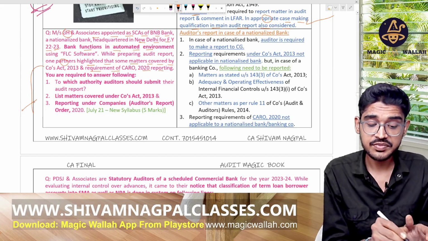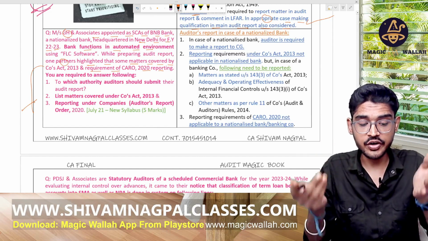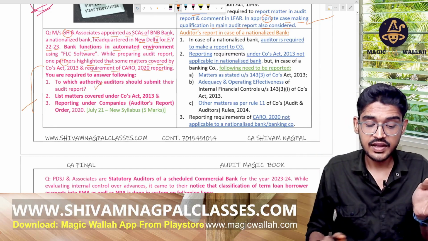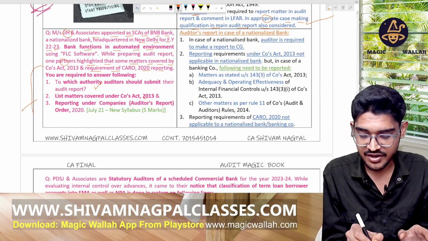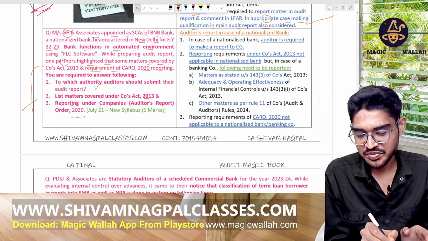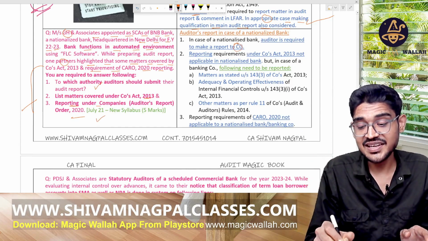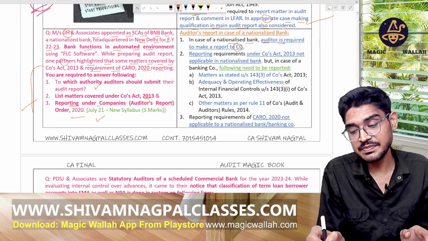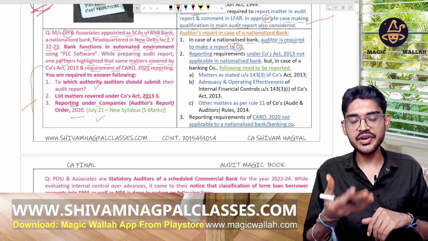Answer this. To which authority should the auditor submit their audit report? List the matters covered under the Companies Act 2013 reporting requirement under the CARO. Okay, so we have to report to the CG. In case of a nationalized bank, SBI, we have to report to the CG. Okay, this is covered in the above topic that we read today.